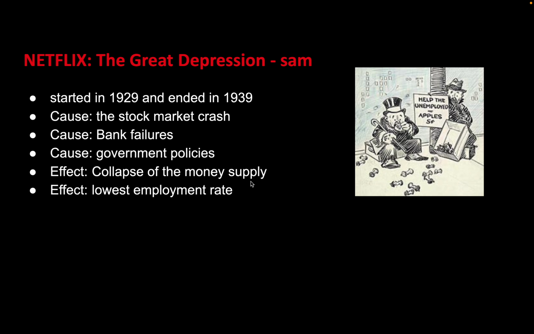It started in 1929 and ended in 1939. The cause of it was the stock market crash. As we see throughout history, the stock market directly correlates with our economy. If the stock market is doing well, then so is our economy. If the stock market is doing badly, then our economy is doing badly, right?